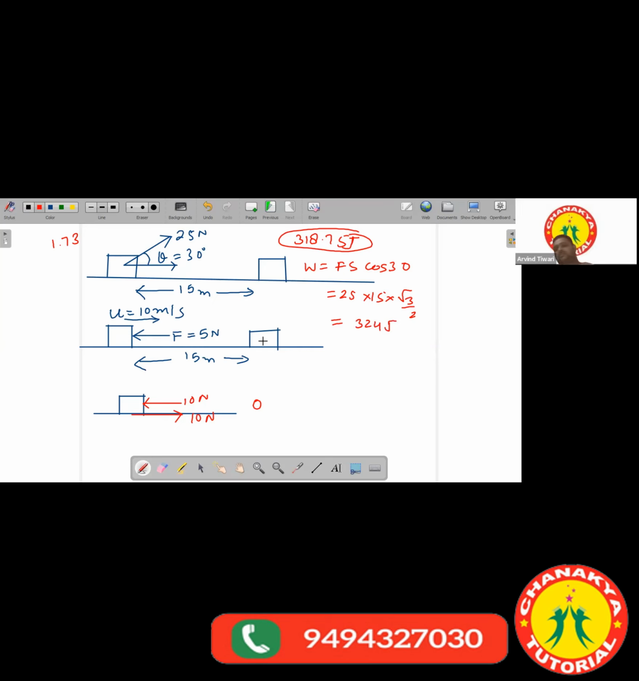For the second one, what will be the value? The displacement is 15 meter. The force is 5 Newton, acting towards left, and the object has an initial velocity of 10 meter per second towards right.